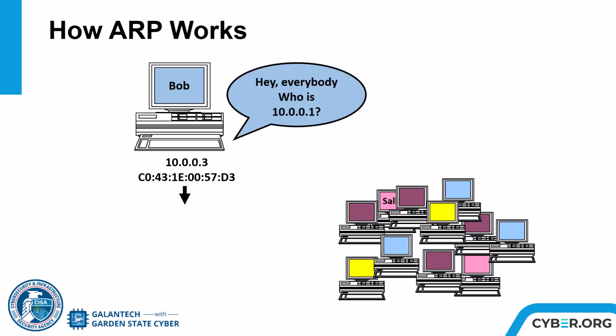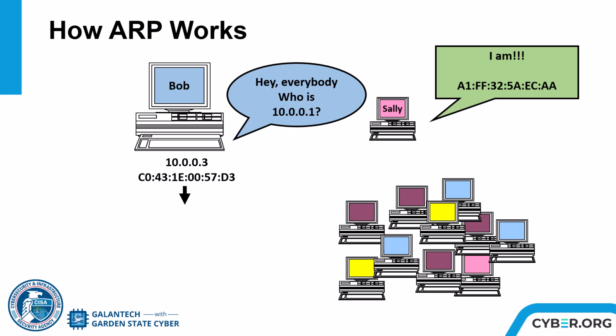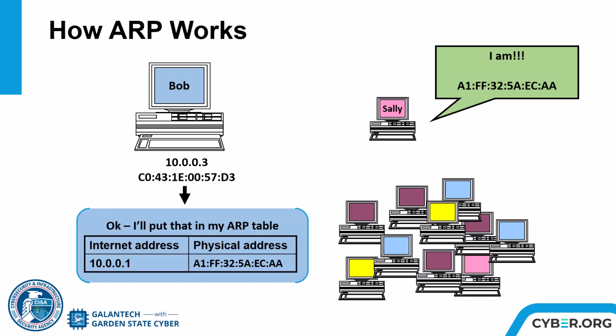The message that goes out to every computer asking, who is 10.0.0.1? Sally's computer responds by providing her MAC address. Bob puts that information in his ARP table so that any further packets for Sally can go right out without the need for more ARP broadcasts. Note that the ARP table doesn't last forever because devices also don't keep their IP addresses forever.